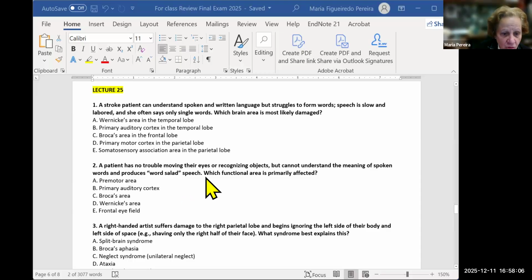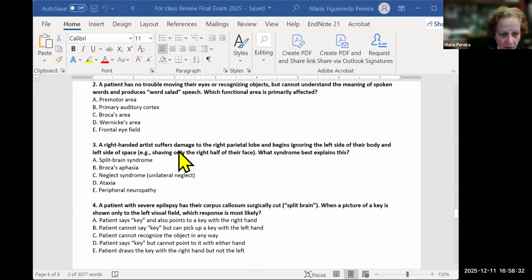A patient has no trouble moving their eyes or recognizing objects, but cannot understand the meaning of spoken words. That means Wernicke area, right? Immediately you know. D is the correct answer.